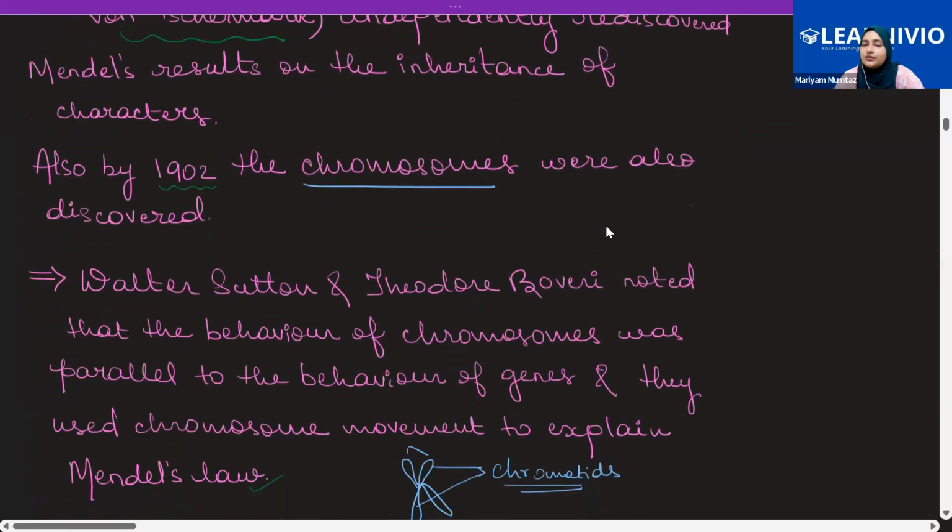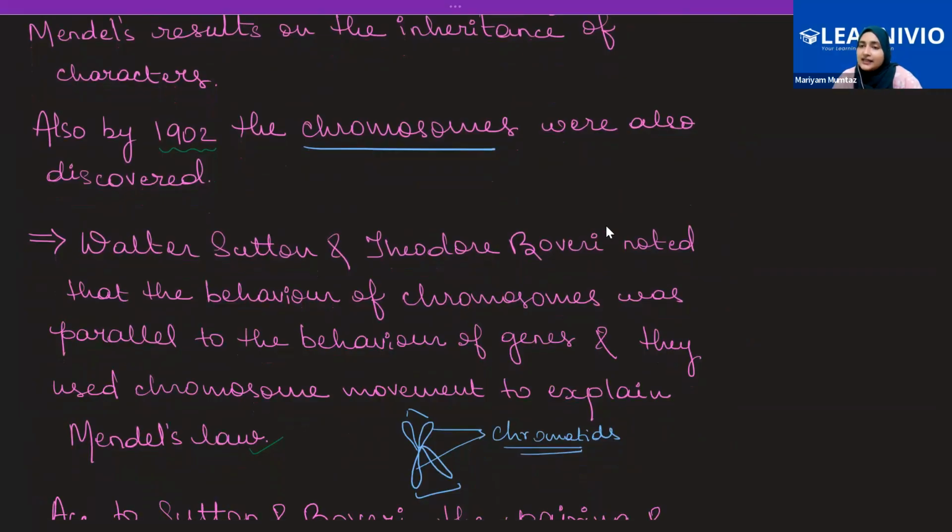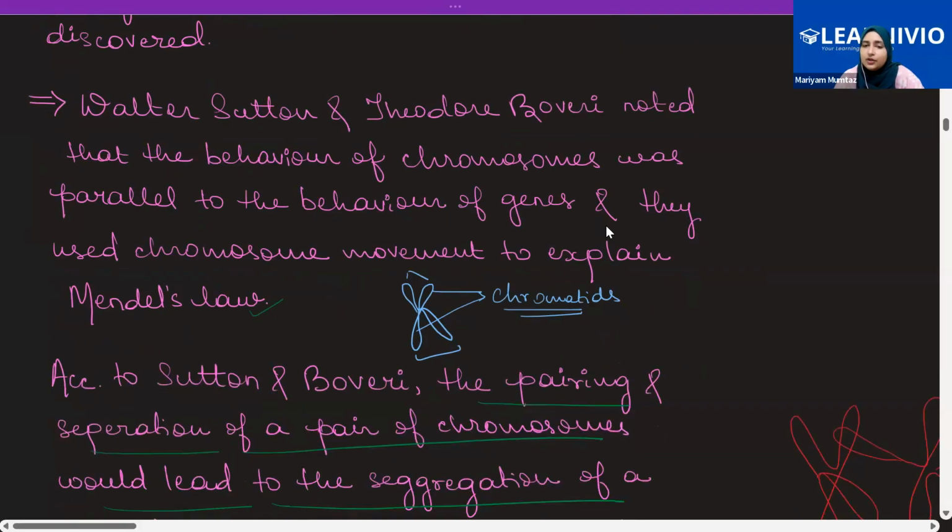Also, by 1902, chromosomes were discovered. So it was much easier to study things because we know that chromosomes are the physical carriers of DNA, isn't it? DNA is present on the chromosome only, and when the chromosomes get inherited, the DNA gets inherited. So Walter Sutton and Theodor Boveri said that the behavior of the chromosome and the behavior of the gene go side by side, parallelly. However the chromosomes behave, the genes would also behave the same way. And this is how they used this whole thing to explain the Mendelian laws.